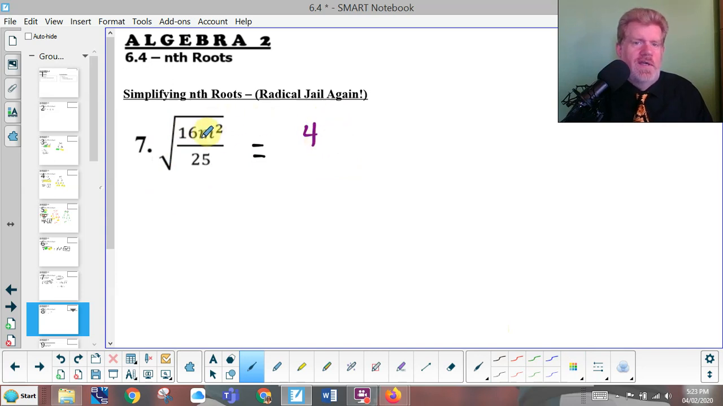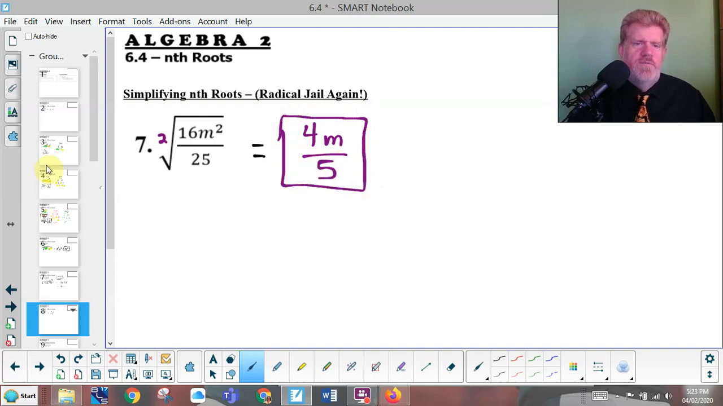4. m squared. Remember, there's a 2 out here that we don't think about. So basically it's saying how many pairs of m do we have? We have 2 m's, so we have a pair. 2 divided by 2 is 1. Square root of 25? 5.